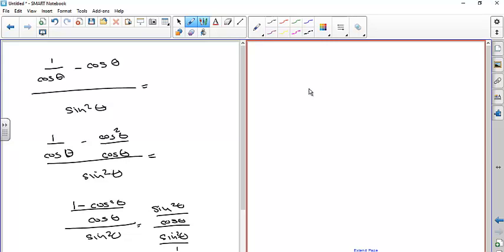Okay, let's look at another one here. 1 over the tangent of x plus 1 over the cotangent of x equals the tangent of x plus the cotangent of x. So just like in the past one, what I probably would think of doing is creating a common denominator, possibly. What would that do?